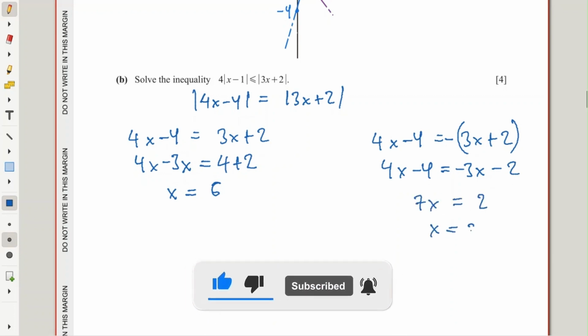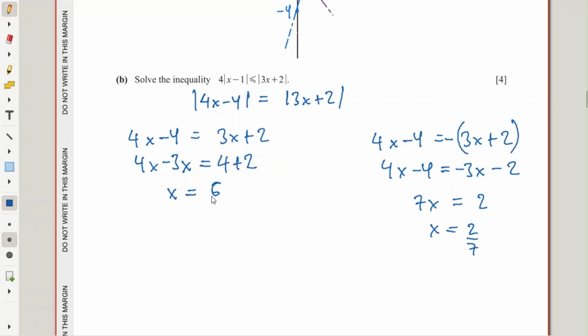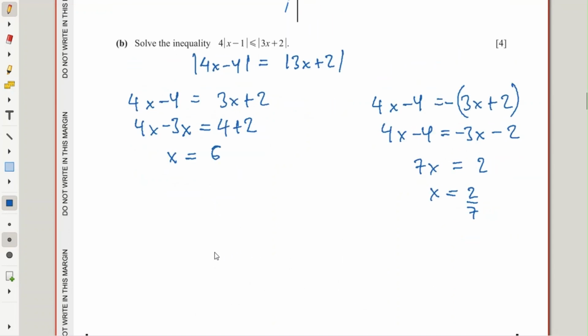Okay, so I'm going to get 2 on 7 and 6 if you solve this. All right. And now let me show you a shortcut for solving inequalities.